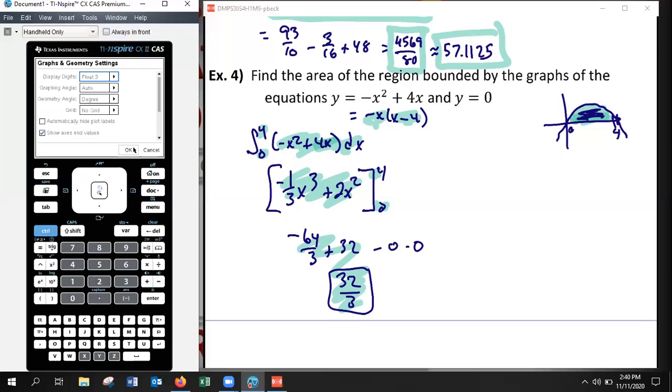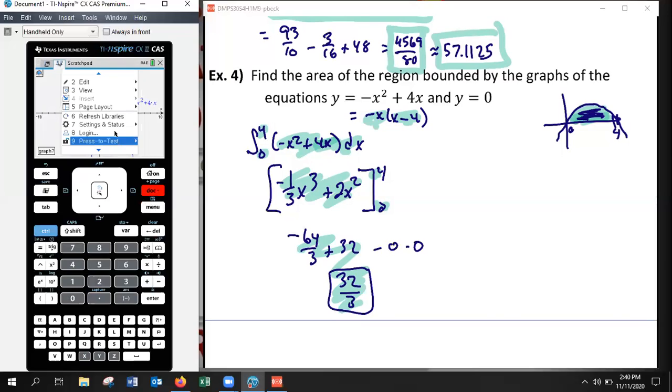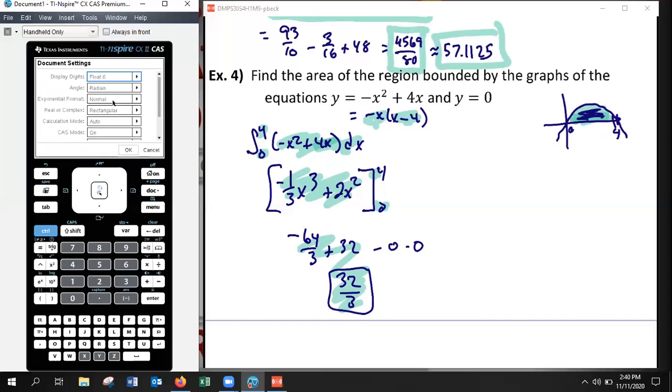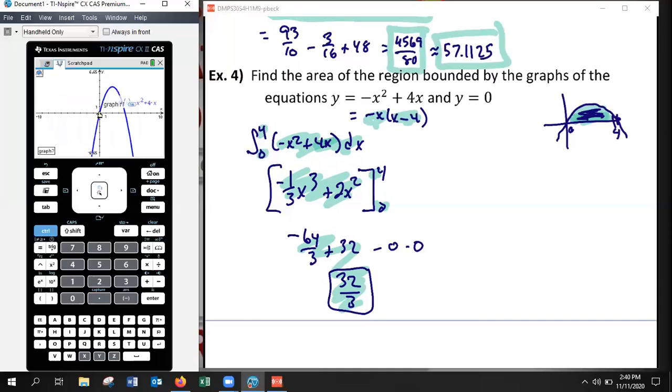I don't think it's there. Maybe it's document settings. So yeah, real or complex. Let's go ahead and make this real just so that we can do it properly. All right, so we're going to bound between the function and the x-axis. And what's nice is it automatically comes up with your intersection points.